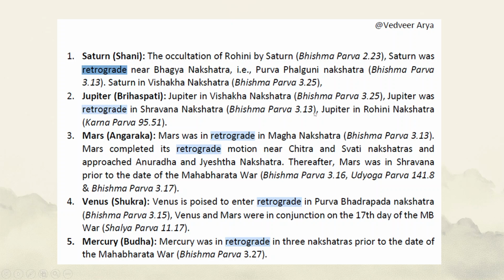Notice this Bhishma Parva 3.13. Let me quickly take you to the Mars evidence, and there should be something similar for here. Mars was in retrograde in Magha Nakshatra. Note down the reference number. It is Bhishma Parva, exactly the same, 3.13. Do you know why? Just like I said, the description of Saturn and Jupiter is given together, here also the descriptions of Mars and Jupiter are given together. It says Magha Swangarako Vakra Shravanecha Brahaspati. Mars went Vakra near Magha, and Jupiter went Vakra near Shravana. You cannot split them out. Yes, you can mention this in Jupiter, but mention it along with Mars, and you can mention it again in Mars, but mention it along with Jupiter.